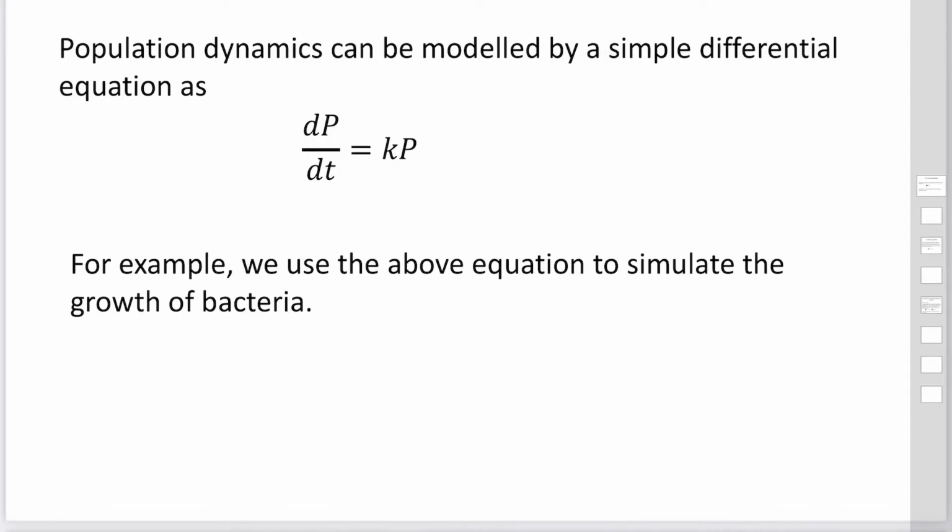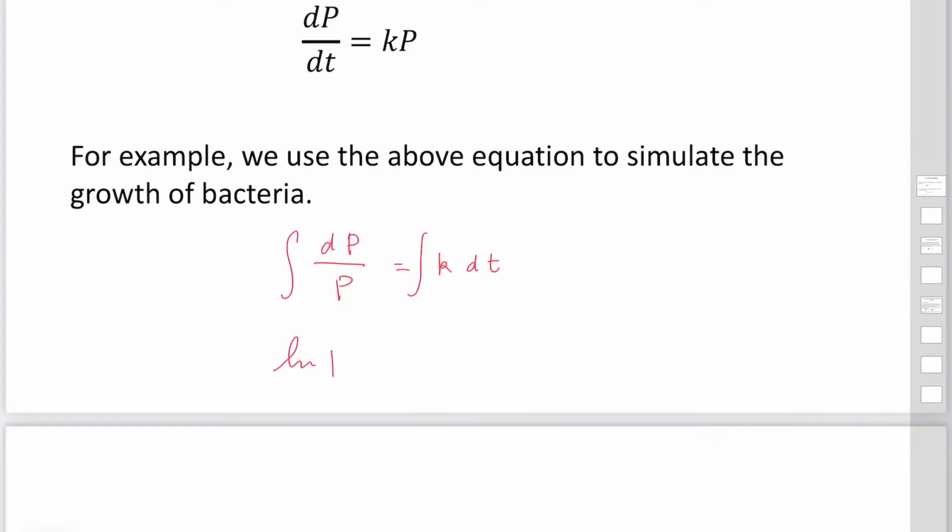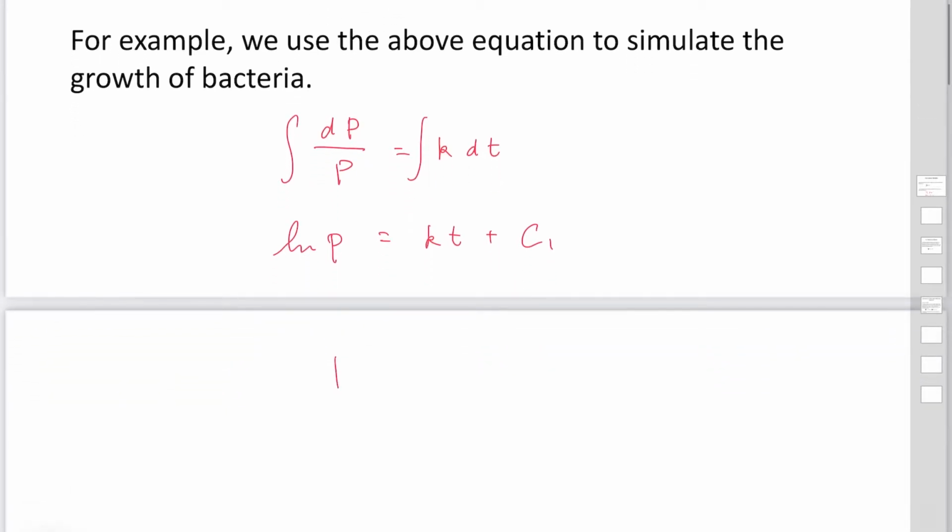So this is a separable differential equation. So we collect all the terms with P onto the left-hand side, and the k dt. Quite easily to integrate. It is natural log P equals kt plus an integration constant. Then P is expressed as exponential of kt plus c sub 1. So this is expressed as C times exponential kt, where C is equal to the exponential of c sub 1.